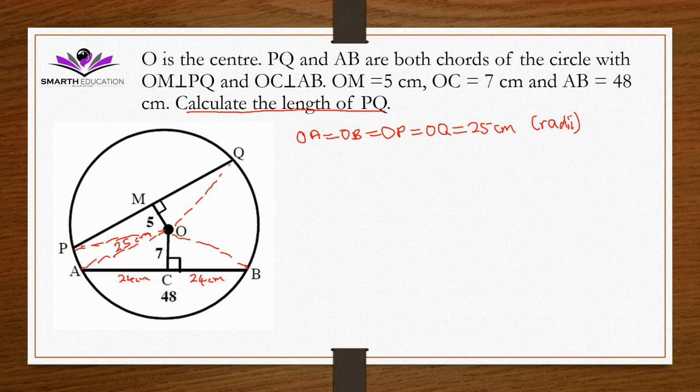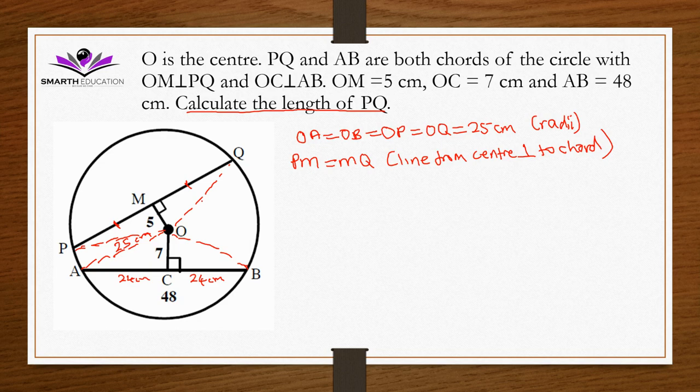So we're asked to find PQ, and then we know that PM is equal to MQ. Why? Because it's a line from the center perpendicular to the chord, right? Because OM is perpendicular to PQ, so it means PM is equal to MQ. So if we find PM, or if we find MQ, then we can easily find our PQ by multiplying by 2.